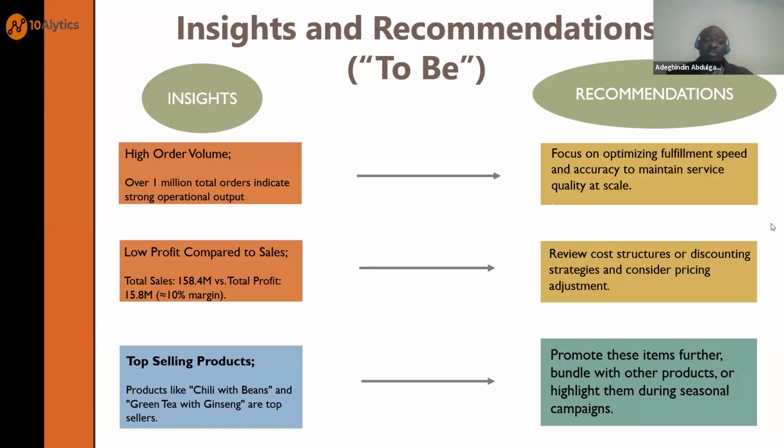In this particular dashboard, we can see that there was high order volume, over 1 million. We see there is low profit. We see that they have their top selling product here, and here. Based on this, and based on the problem they have told you exist, what do you recommend? You recommend optimizing fulfillment, recommend review of cost structure, recommend promoting these top selling items so that you can cash in on them. So as a business analyst, your thinking cap is always on. When you analyze, you are looking at it: what does this mean, and what can it mean for your clients?